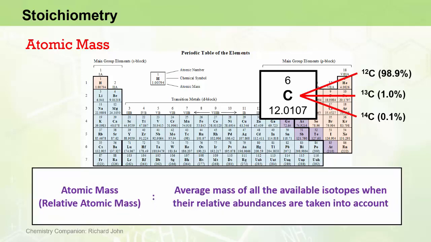Because the atomic mass values, or more correctly, the relative atomic mass values that we see in the periodic table represent the average mass of all the available isotopes, when their relative abundances are taken into account.